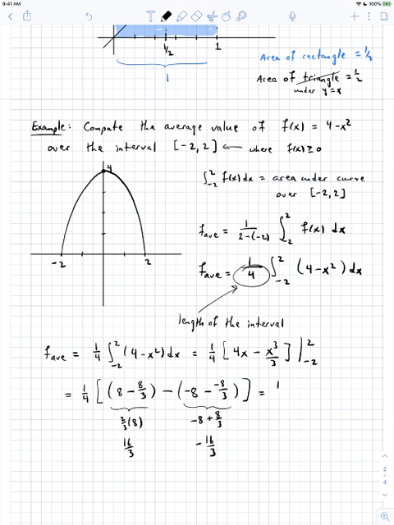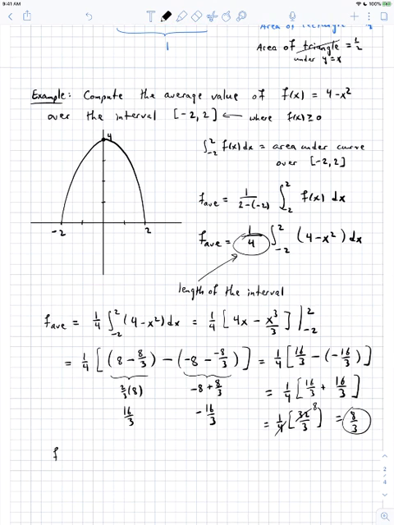So you have 1/4 times 16 over 3 minus a minus 16 over 3. So in other words, that's 1/4 of 16 over 3 plus 16 over 3, which is 1/4 of 32 over 3. And that 4 cancels with some of that 32 and just gives you 8. So you end up with 8/3. So that tells us that the average value of f over this interval is 8/3.